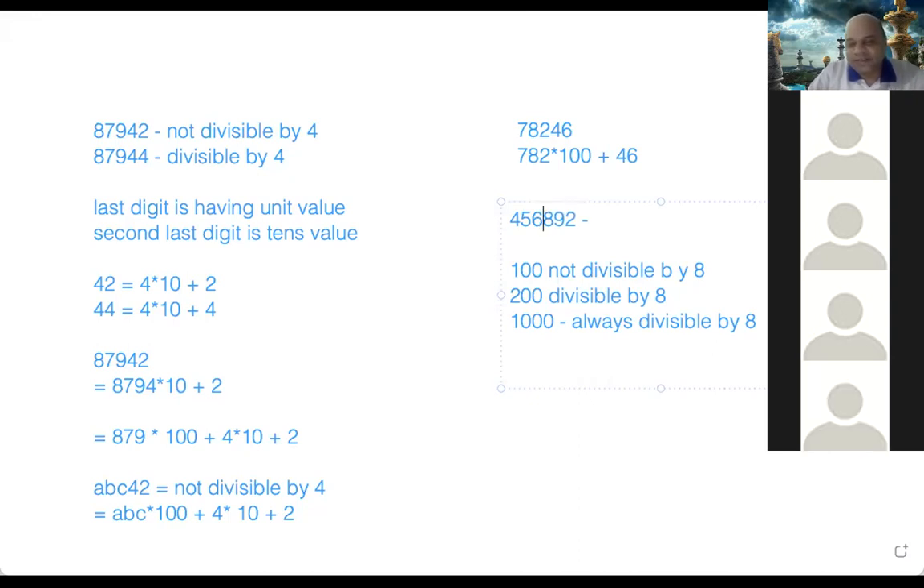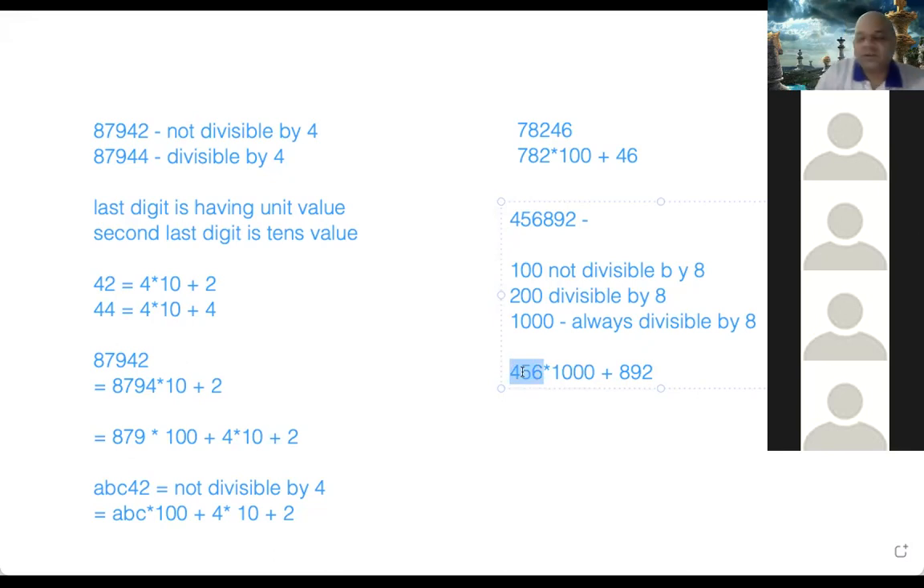If it is 456,892, I will say it is equal to 456 into 1000 plus 892. That is how we will see this number. That 456,000 is nothing but 456 times 1000. Any number multiplied by 1000 will be divisible by 8, because 1000 itself is divisible by 8. So it doesn't matter what this number is, it can be any ABC also. It will be divisible by 8.